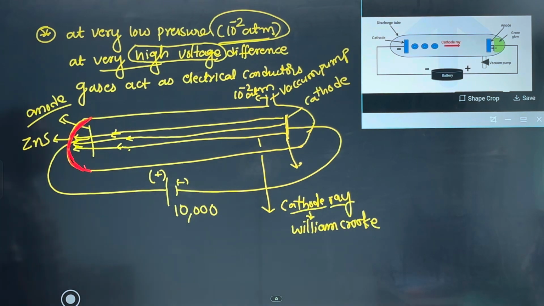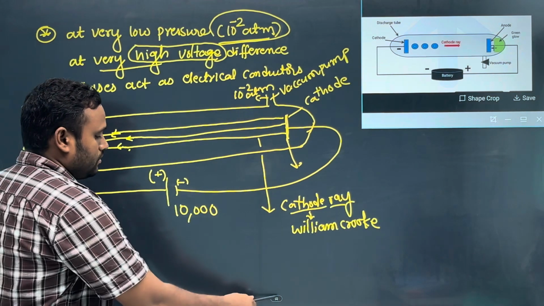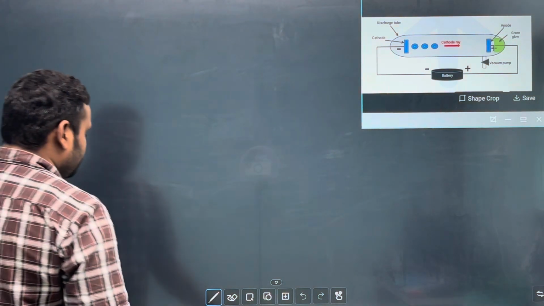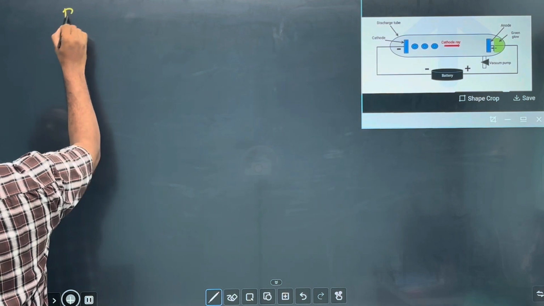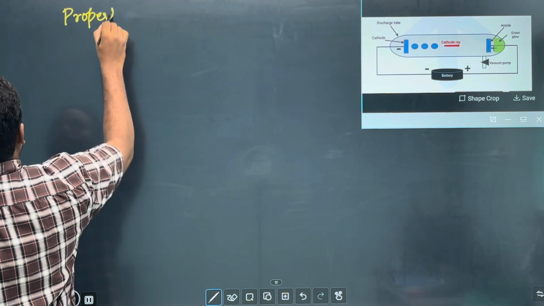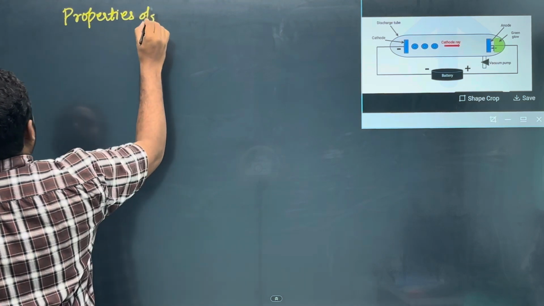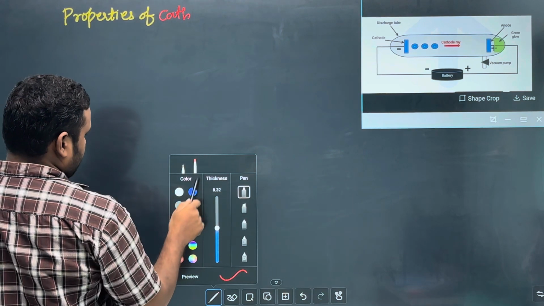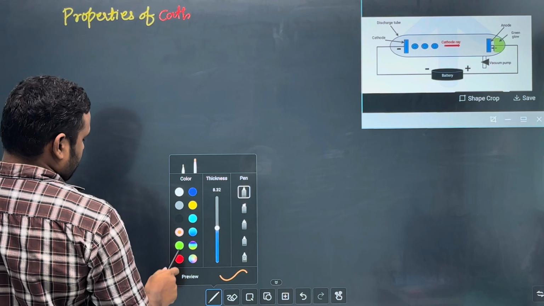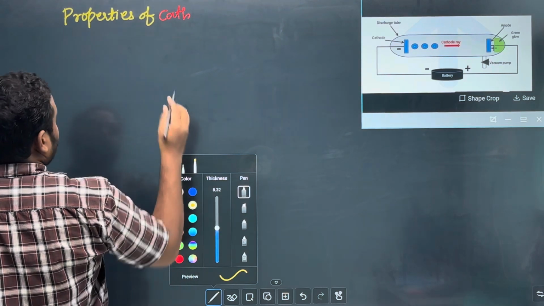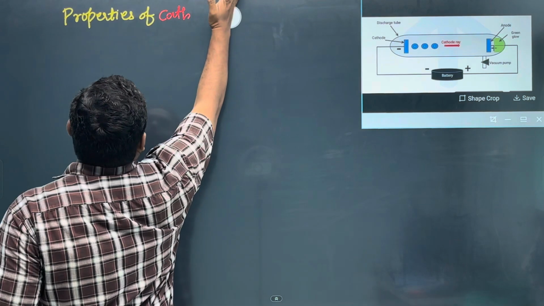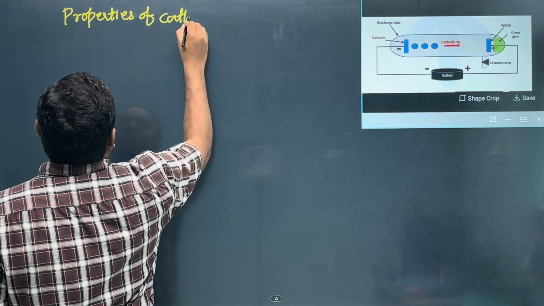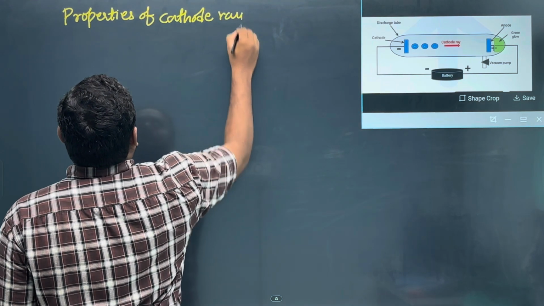Next, let us see the properties of cathode rays. So what are the properties of cathode rays?